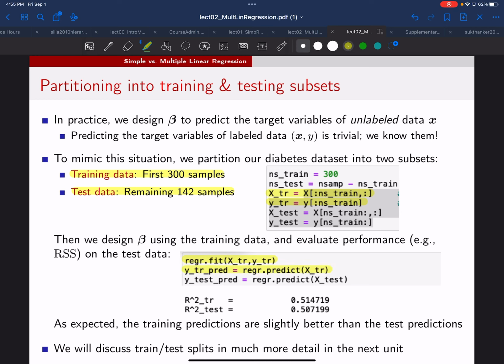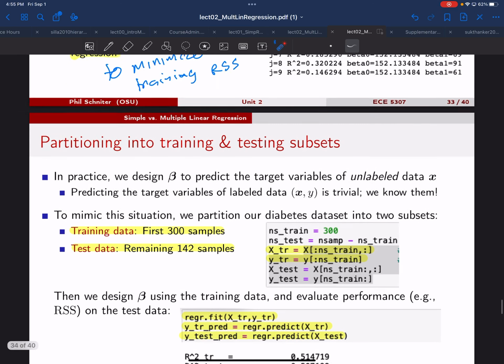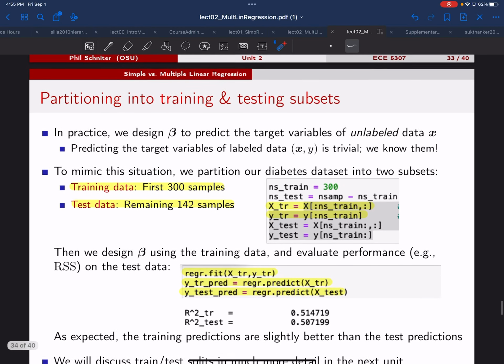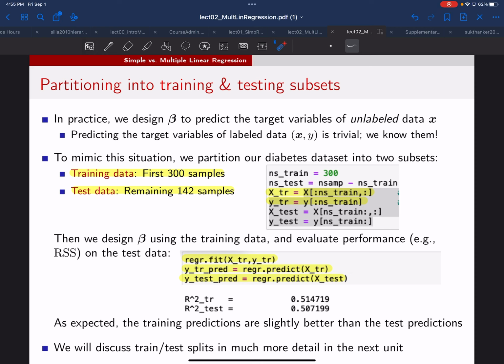Let's predict the training targets. And then separately, we can predict the test targets. And with a few more lines, we can compute the R squared on both. And this is sort of what you typically find. The train R squared, 0.51, not so different from what we found here, right? Even though I'm using a bit less data. Now the test R squared is close, but not quite as good.